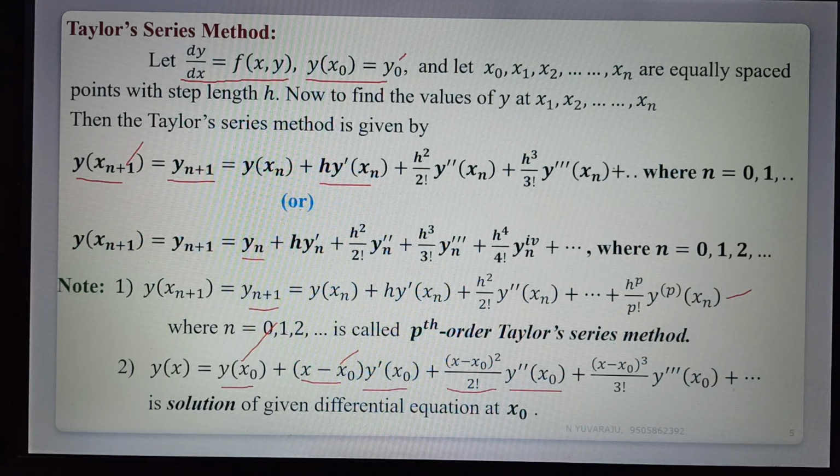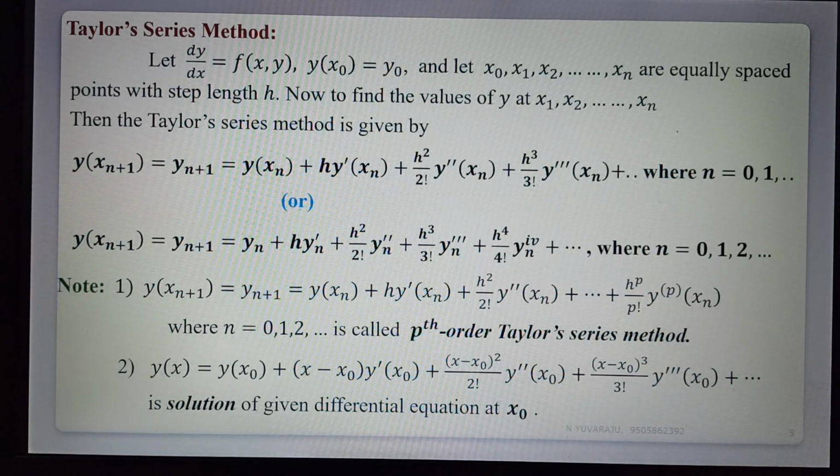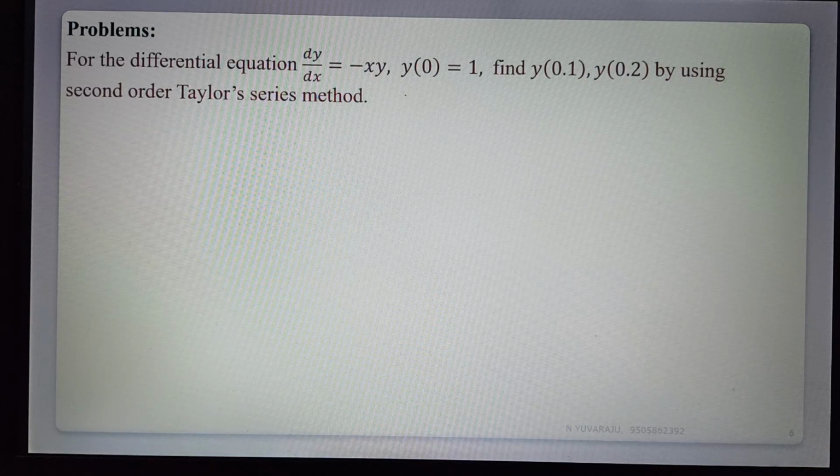Okay? Okay, now see one example problem here. For the differential equation dy by dx is equal to minus xy, y of 0 is equal to 1, find y of 0.1 and y of 0.2 by using the second order Taylor series method. So second order means the Taylor series method expands only up to second order, not taking infinite terms. Now only up to second order we have to choose.